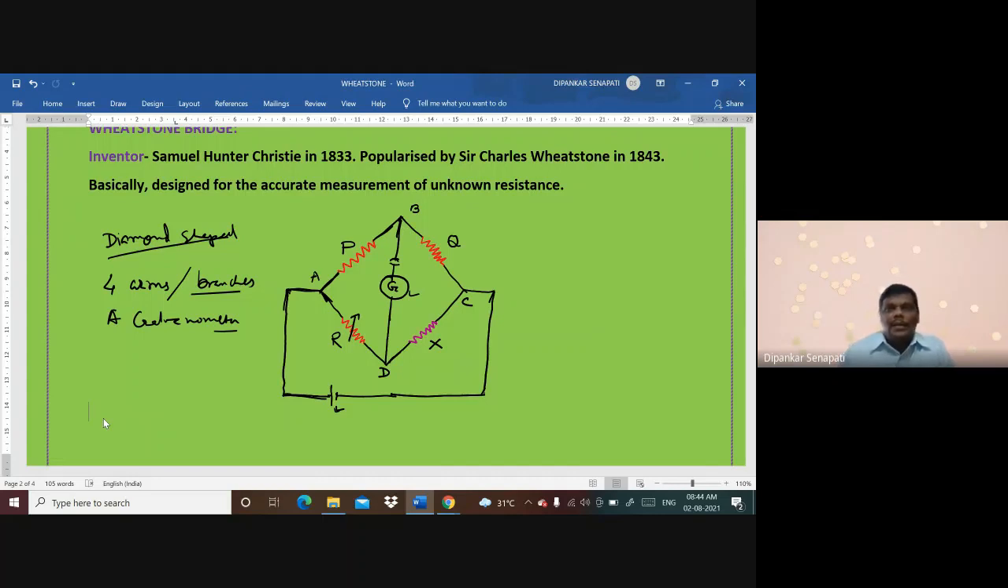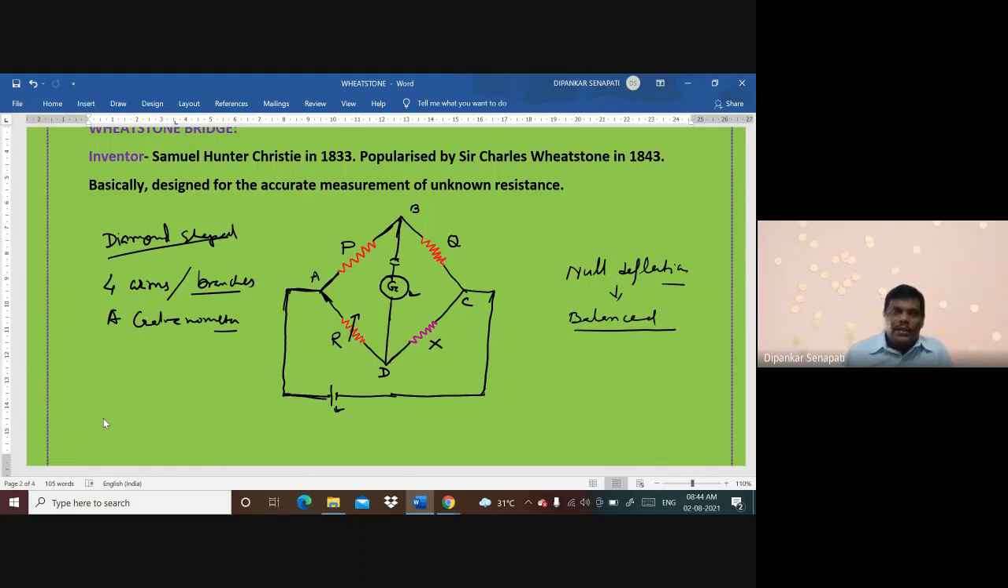What we use here is the null deflection method. That is, we have to adjust for zero deflection in the galvanometer. And when null deflection is achieved, then the bridge is said to be balanced. For a balanced bridge, we will derive the condition, and from this condition we'll be able to understand how to measure the resistance.